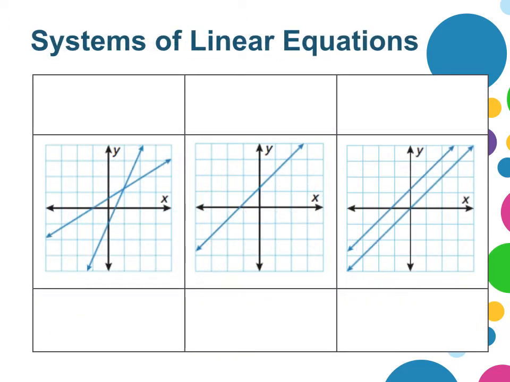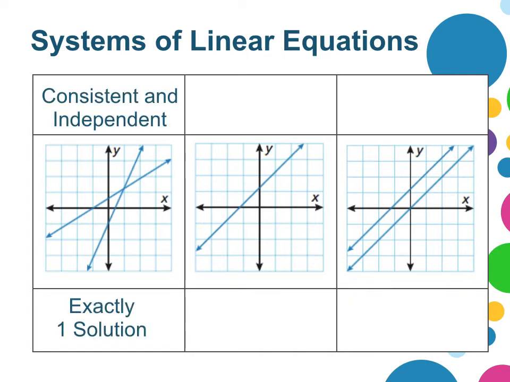In the typical case, two lines will intersect in a single point. There'll be exactly one solution, and we call this system of equations consistent because the two lines intersect, and independent because they are different lines that just intersect in one point. We call it consistent and independent.